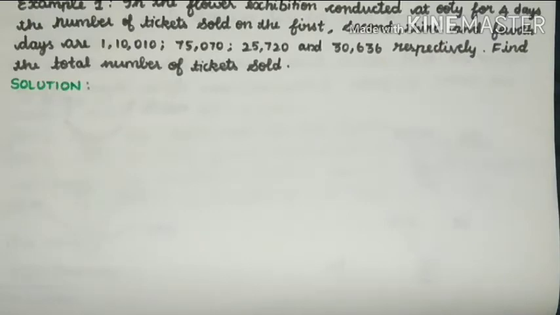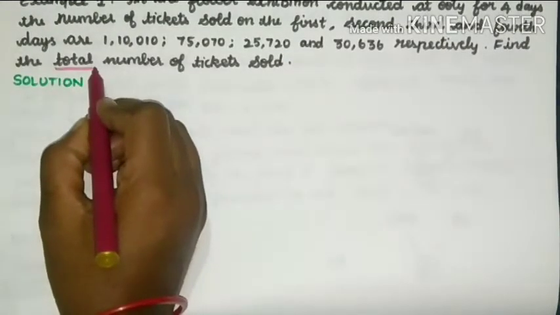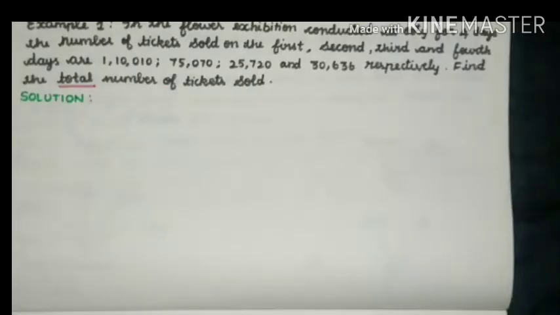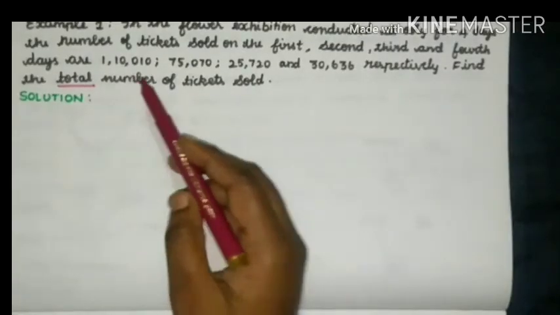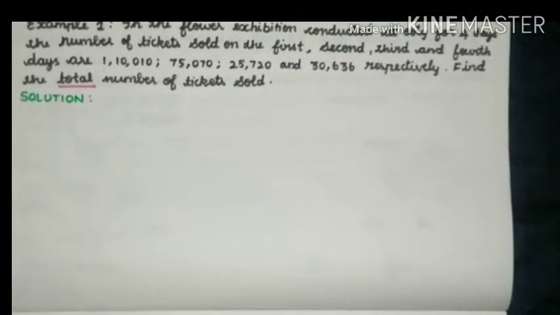See, here the word total represents what? Here the word total represents the keyword addition. We have to add the number of tickets sold on the first day, second day, third day and fourth day. First, let's write the statement.